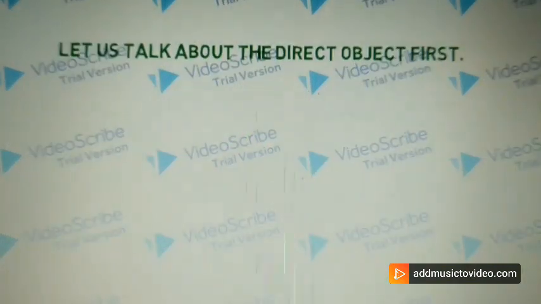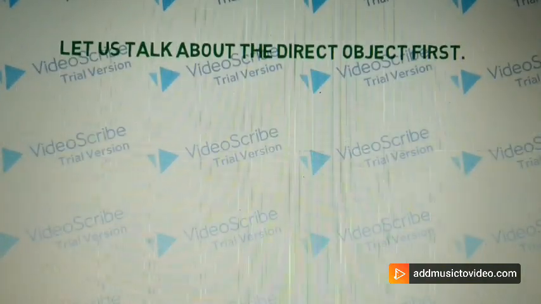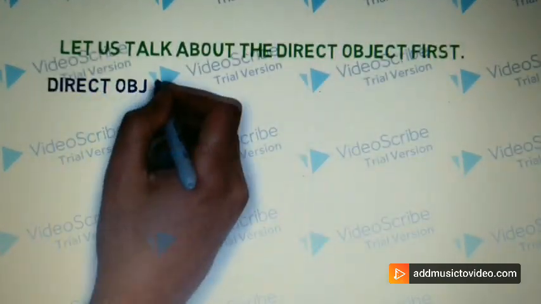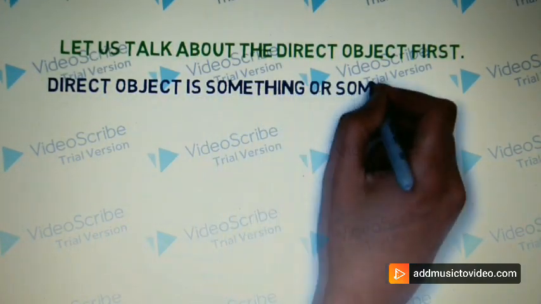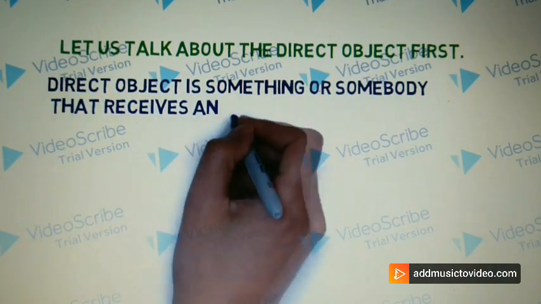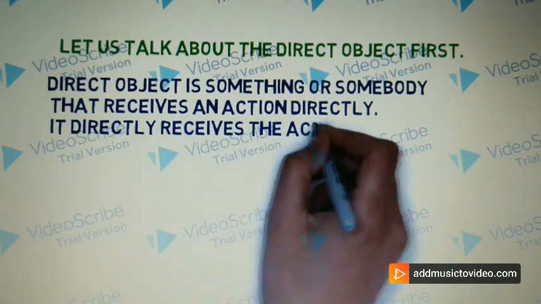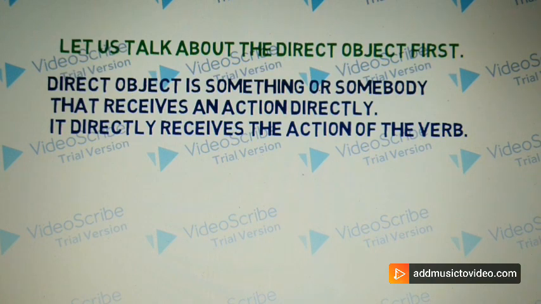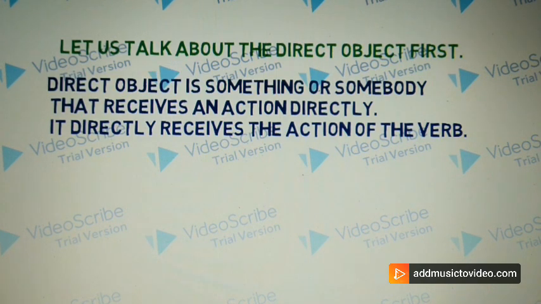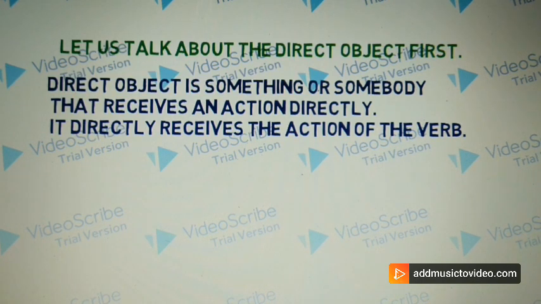Now let's discuss the direct object first. What is a direct object? It is something or somebody that receives an action directly. It directly receives the action of the verb. A direct object is a noun or a noun phrase or pronoun that receives the action of a verb directly. The subject of the sentence does something directly to the direct object. Hence, the name direct object.